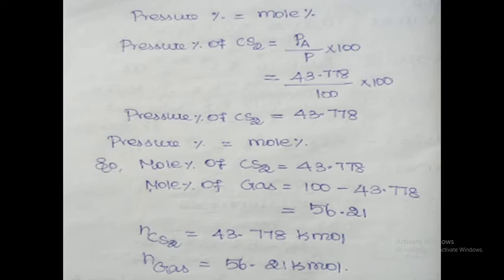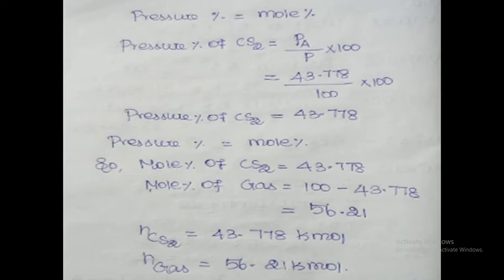Individual pressure is the already calculated PA value. Substitute here. The total pressure is the given data. Multiply by 100, and finally we get the pressure percentage of CS2 equal to 43.778. You know the concept, pressure percentage is equal to mole percentage, so it is directly taken as the mole percentage. So the mole percentage of CS2 is equal to 43.778. What is the other component? Gas. The gas mole percentage we calculate easily. The total percentage is 100, and one component is 43.778.